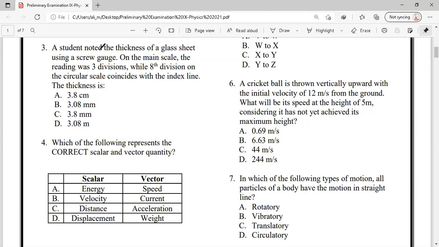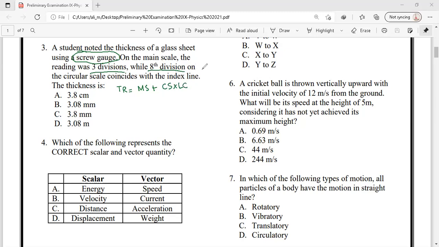Let's see question number 3. A student noted the thickness of a glass sheet by using a screw gauge. So we have a physical instrument that is a screw gauge. On the main scale, we have 3 divisions and 8 divisions on the circular scale. We have to find the total thickness of that glass sheet. So the formula for the total reading is: total reading equals main scale plus circular scale multiplied by least count.